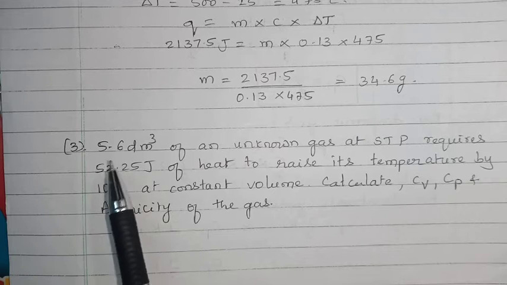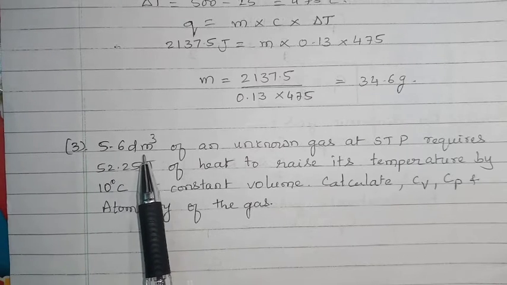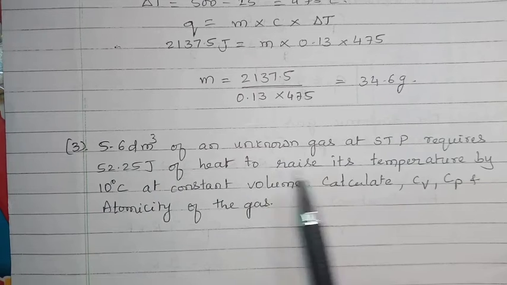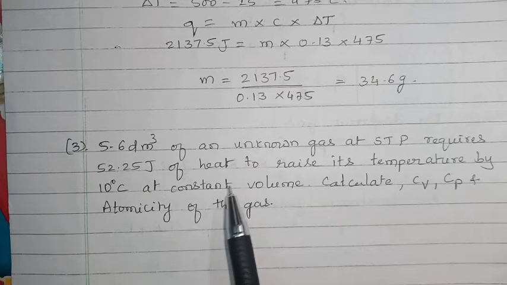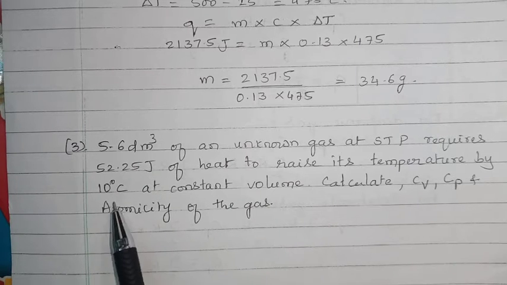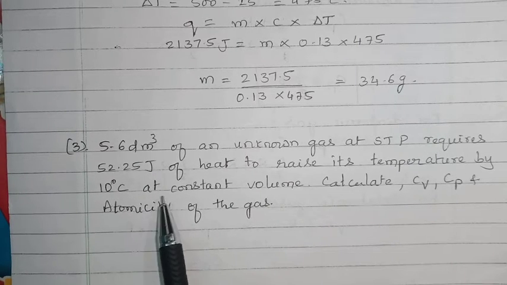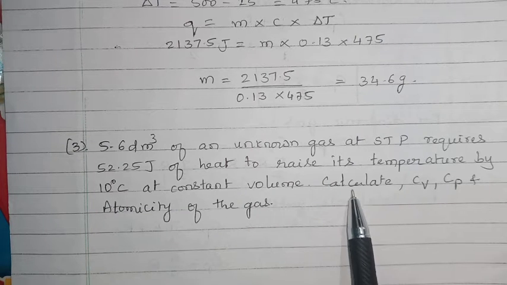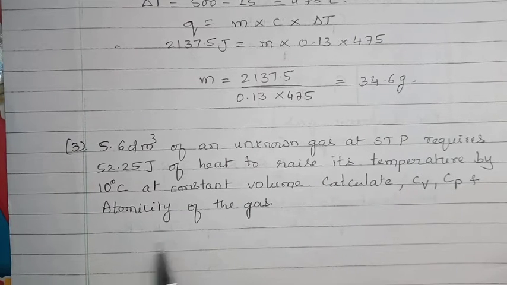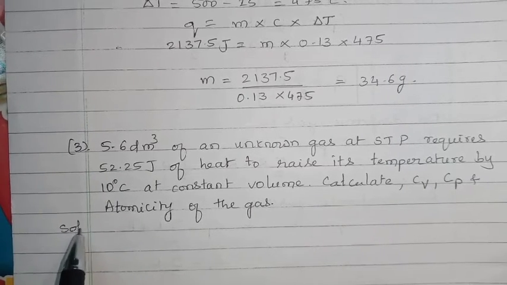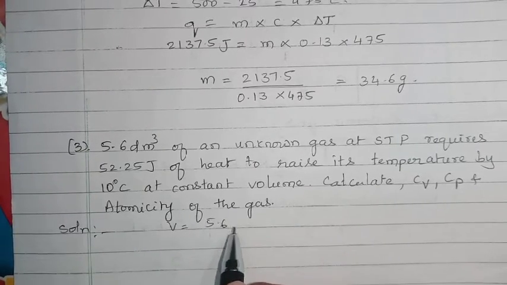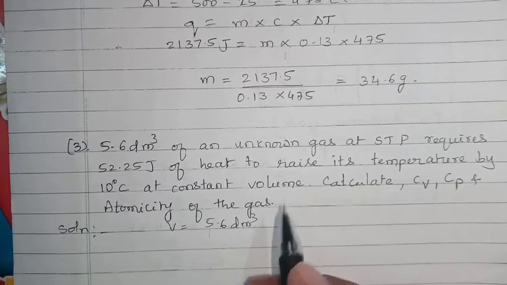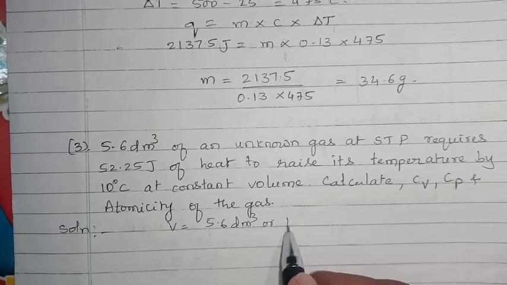Third problem: 5.6 dm cube of an unknown gas at STP requires 52.25 joules of heat to raise its temperature by 10 degrees Celsius at constant volume. Calculate CV, CP and atomicity of the gas. Okay. Here the volume of gas is given, that is 5.6 dm cube. This is nothing but liter.